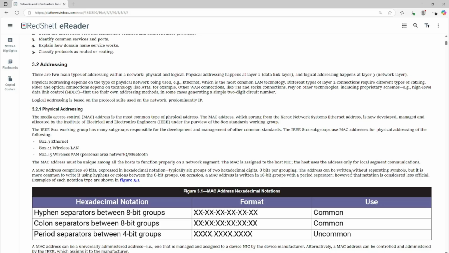The address can be written without separating symbols, but it is more common to write it using hyphens. You could see in the diagram on figure 3.1. You could either use hyphens or you can use colons. On occasion, the MAC address is written in 16-bit groups with a period separator. However, that notation is considered less official.